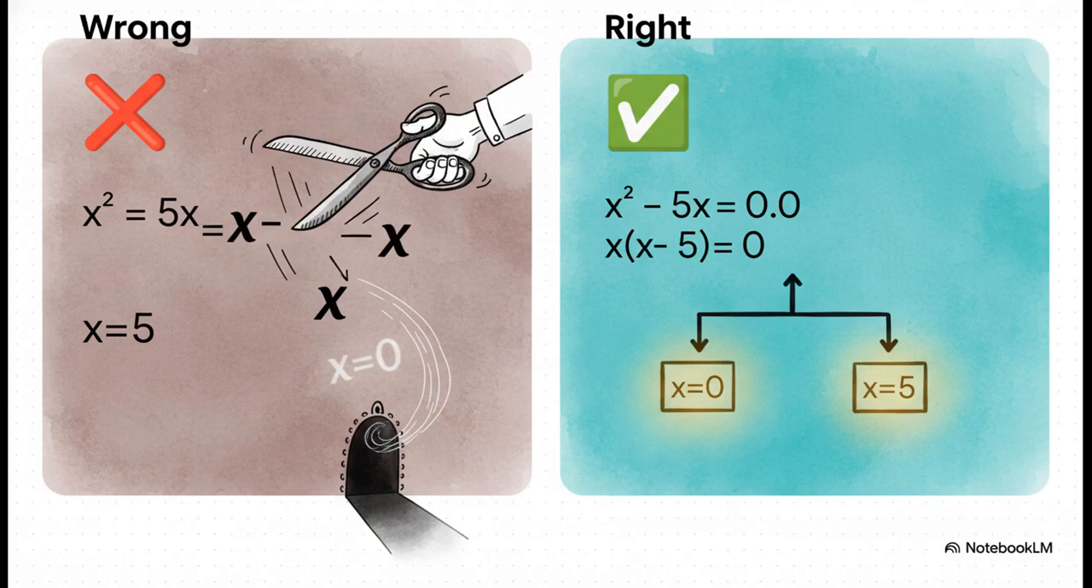Oh man, this is such a classic mistake. It is so tempting to see x squared equals 5x and just think, I'll divide both sides by x. But look what happens. If you do that, you get x equals 5, and you completely lose the other perfectly good solution, x equals 0. The right way? Follow the plan. Set it to 0, then factor out that common x. That way, you find all the solutions every single time.